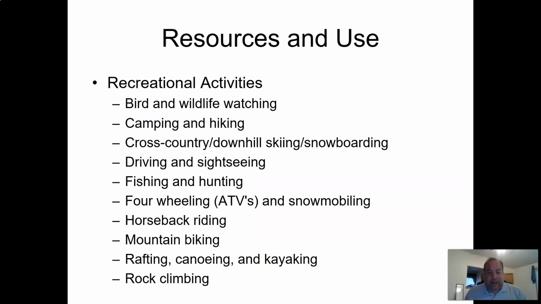So what falls under the idea of recreation? Bird and wildlife watching, camping and hiking, skiing, snowboarding, driving and sightseeing, fishing and hunting, ATVs, snowmobiling, horseback riding, mountain bike riding, rafting, canoeing, kayaking, rock climbing, or just hanging out in nature. There's probably a whole bunch of other things you could qualify as recreational activities, but it's just the idea of people getting out into nature and finding a way to enjoy it.